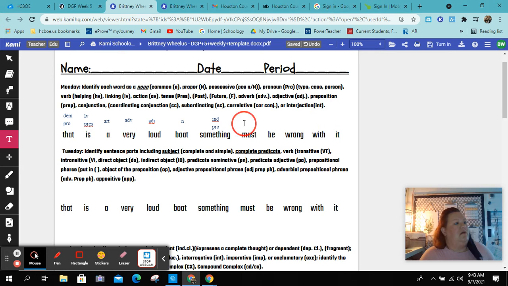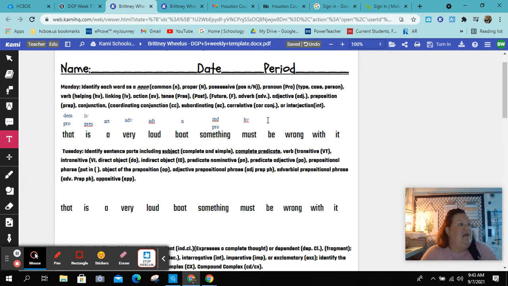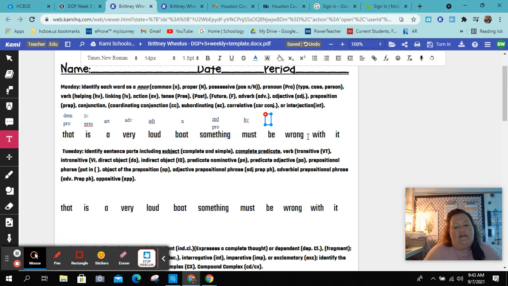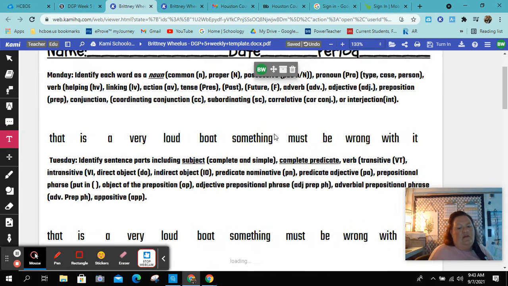Must. Kaylin. It is a helping verb. HV. All right, be. Kaylin. It is a linking verb. Is it in the present tense or in the past tense? It is in the present tense. All right. This is what we call a verb phrase. Must be. Okay. Verb phrase.